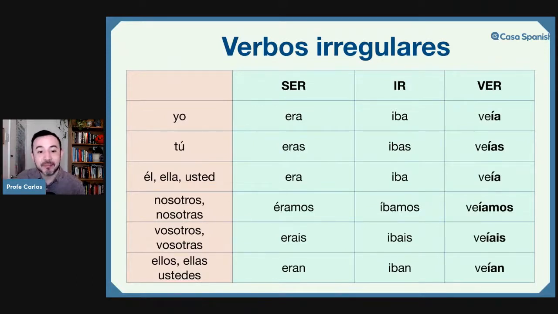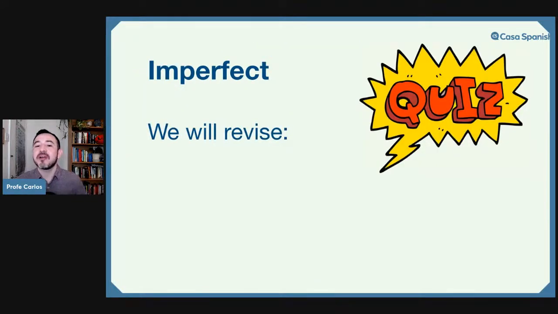Yo era, tú eras, él, ella, usted era, nosotros, nosotras éramos, vosotros, vosotras erais, ellos, ellas, ustedes eran. Ir, yo iba, tú ibas, él, ella, usted iba, nosotros, nosotras íbamos, vosotros, vosotras ibais, ellos, ellas, ustedes iban. So here they are. Now, let's go to our quiz.